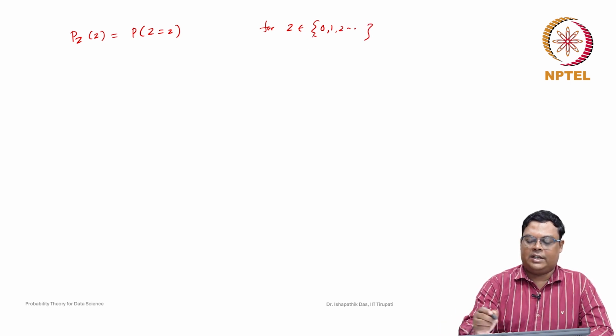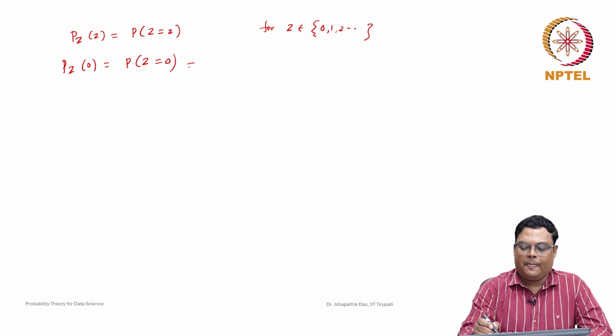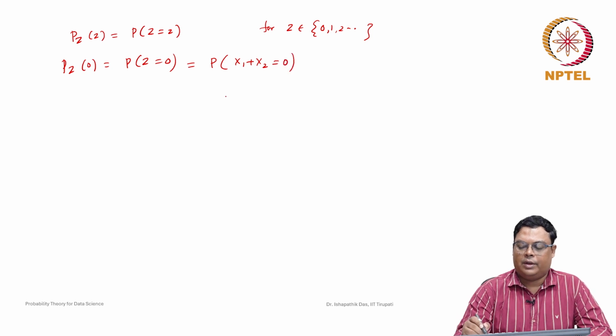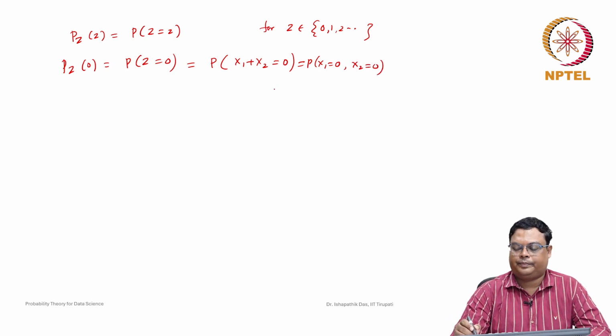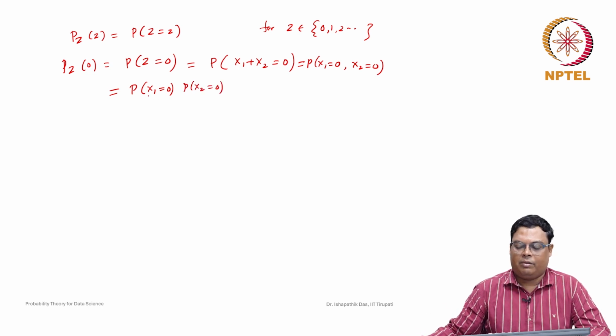Suppose small z is equal to 0. So pz of 0 is nothing but the probability that z is equal to 0. How can we find that? Z is equal to x1 plus x2, and this is equal to 0. Now how can it be possible that this sum will be 0? Because the range contains minimum value 0, this is only possible if x1 is 0 and x2 is also 0. Because they are independent, we can write this as the probability x1 is equal to 0 times the probability x2 is equal to 0. Now we can multiply these probabilities and find that.